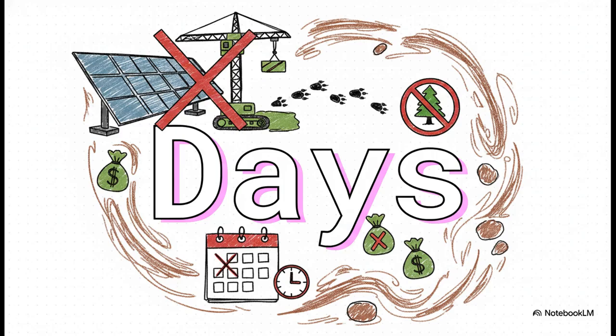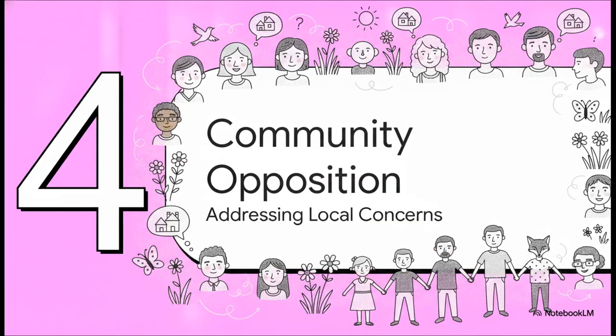Like, if a developer breaks local wildlife laws protecting endangered species, or if their construction contaminates groundwater, well, regulators can step in and completely halt the project. We're talking about hundreds of days of delays here. Lost revenues, skyrocketing costs, all because the ecological risks just weren't respected. Moving on to Section 4, local community opposition.